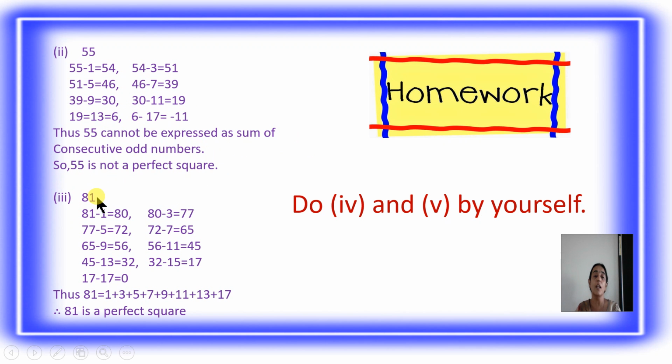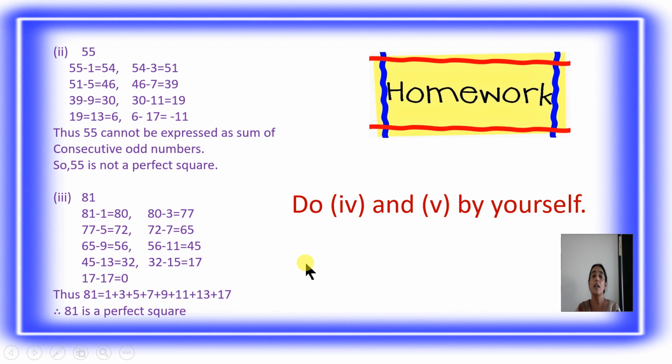Now here, 81. Similarly, after subtracting 1, 3, 5, 7, 9, 11, 13, 15 and then 17, I get 0 at the end. That means 81 is equal to 1 plus 3 plus 5 plus 7 plus 9 plus 11 plus 13 plus 15 plus 17. Therefore, 81 is a perfect square. So you will do homework question number 4 and question number 5. You have to do it in a similar way.